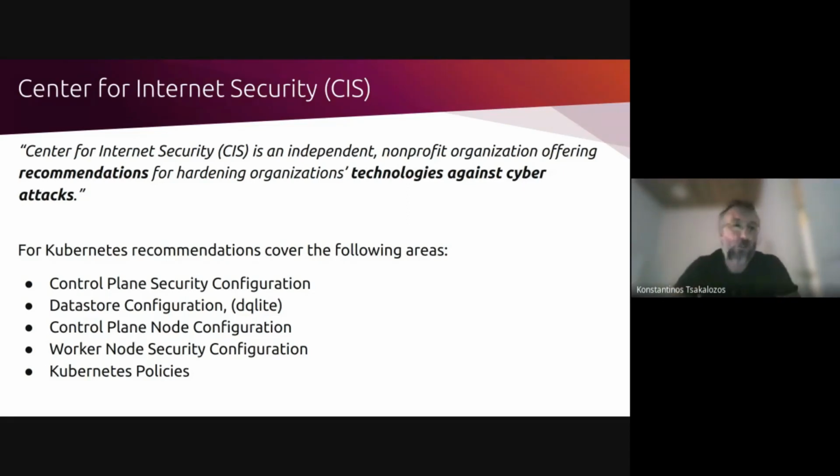And honestly, if you go through the recommendations that they have, they make absolute sense without being extreme in their suggestions. The recommendations that come from CIS are not only for Kubernetes, they are for the whole system. Here, we're going to be looking at the Kubernetes part, which covers the following areas: control plane security configuration, the data store configuration, that for us is Dqlite, then recommendations around control plane node configuration, as well as node configuration. And of course, CIS comes with a set of policies that you should follow if you want to set up a Kubernetes cluster in a safe and secure way.